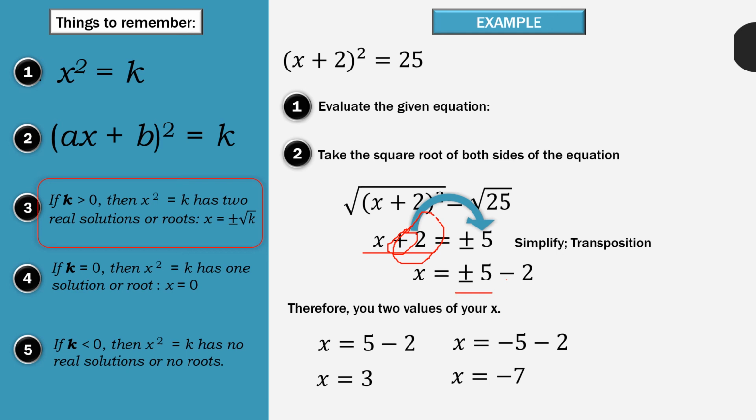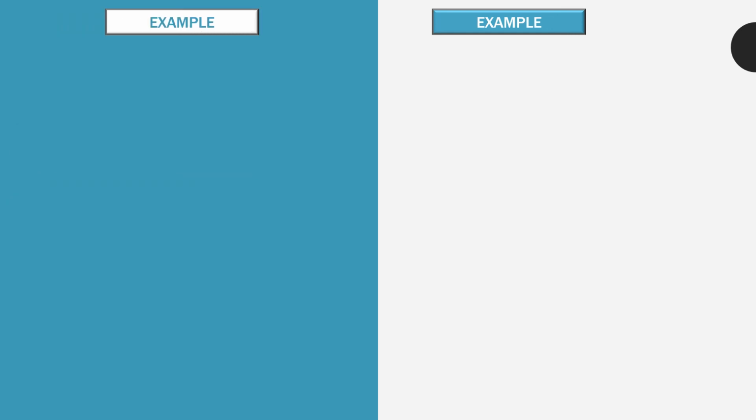Okay? So, last 2 more examples, class, then you can proceed answering your module. Again, don't forget those things that you have to remember and the steps you have to follow to solve a quadratic equation by extracting square root. Let's proceed. 2 examples. Okay? So, you have x squared plus 8 is equal to 8. Again, is it already in that form? No. So, we simplify again.